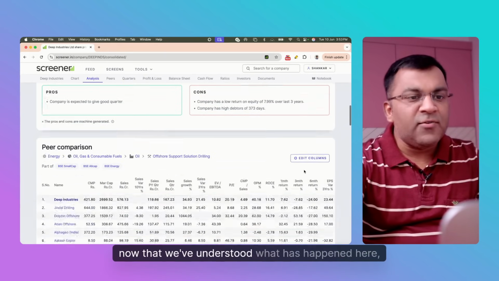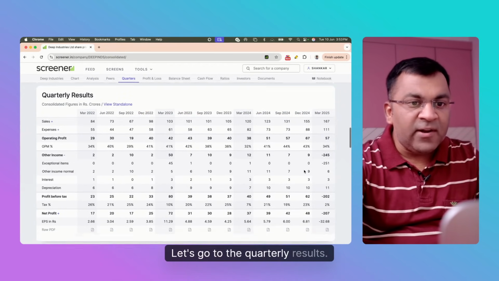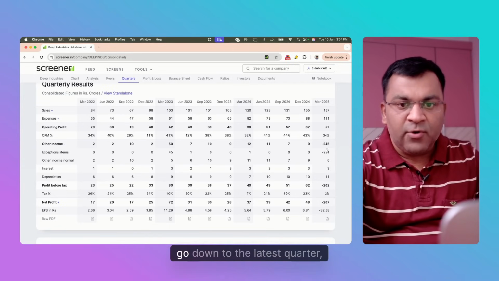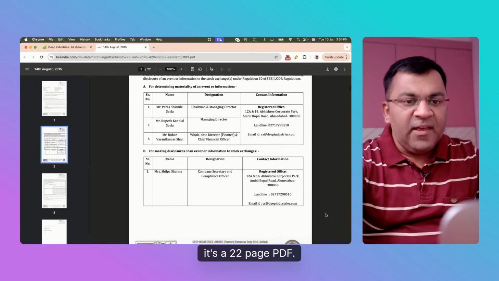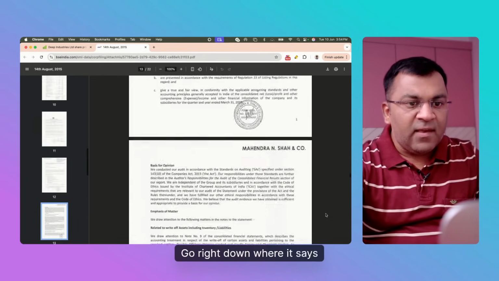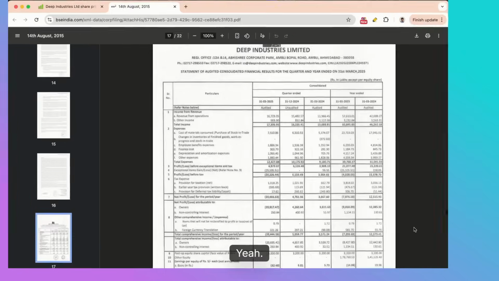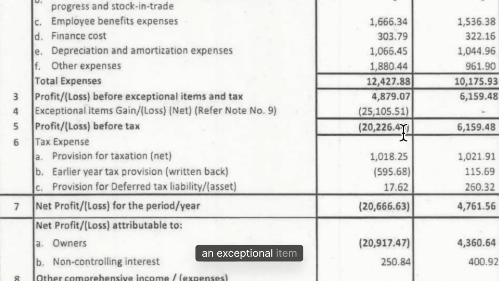Okay, now that we've understood what has happened here, let's redraw the financials. Let's go to the quarterly results. Actually, let me show you where to find this information. Go down to the latest quarter, tap on the PDF. Okay, it's a 22-page PDF. Go right down where it says consolidated. So consolidated, you can see here, it says there's an exceptional item of 251 crores. This one is in lakhs, 251 crores.